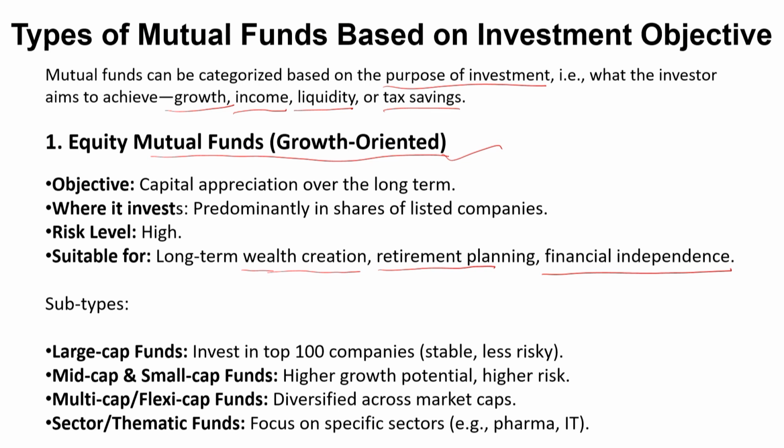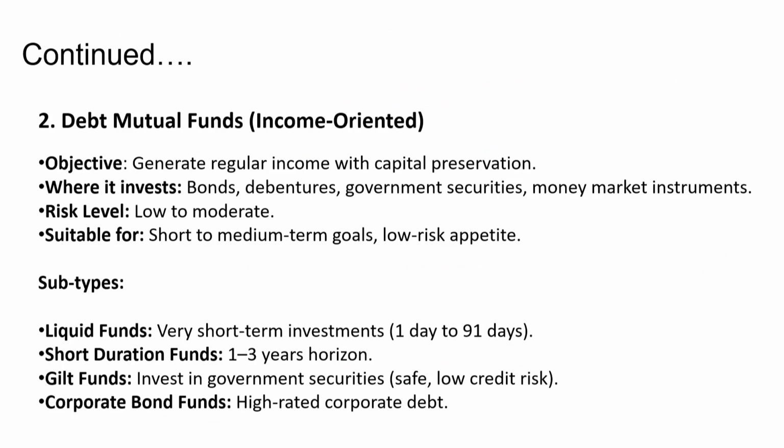Here some subtypes of mutual fund schemes are also available, such as large cap funds. These large cap funds invest your money into the top 100 companies of the country, those having a stable financial performance, and their financial instruments are less risky to invest the money into the market. Then there are mid cap and small cap funds. For the purpose of higher growth potential and higher risk, you can invest into mid cap and small cap funds, whereas there are multi cap and flexi cap funds where a diversified portfolio is taken into consideration across the different market caps, and there are sector and thematic funds that focus on specific sectors of the economy such as pharmaceuticals or IT.